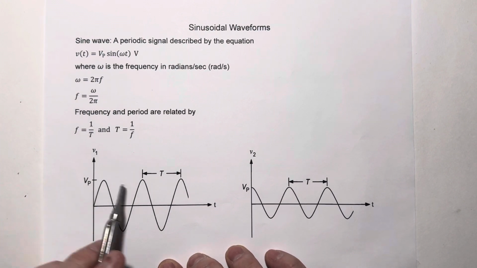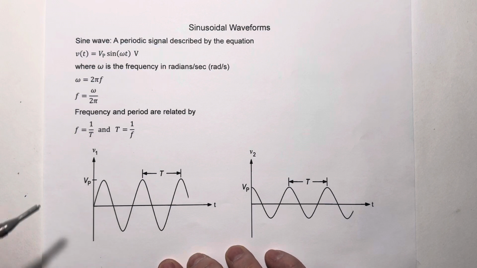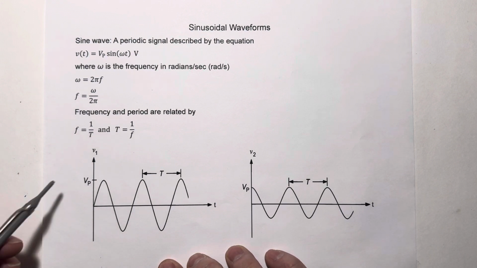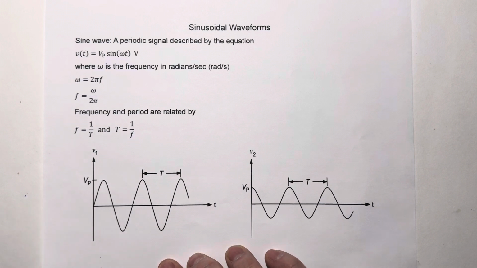Anyway, the period of the signal is the time interval between identical points on that signal, assuming that it is a periodic signal like a sine wave. We designate the period with a capital T, and frequency is the reciprocal of the period. The period is the reciprocal of the frequency.